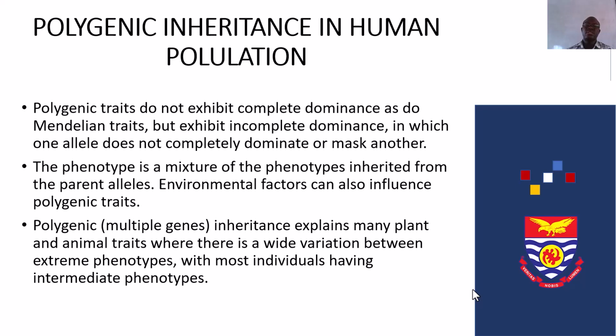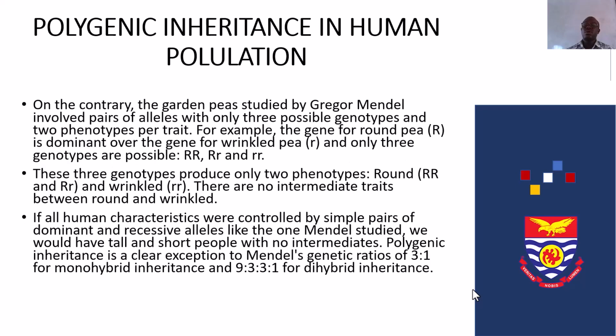Polygenic inheritance explains many plant and animal traits where there is a wide variation between extreme phenotypes, with most individuals having intermediate phenotypes. On the contrary, the garden pea studied by Gregor Mendel involved pairs of alleles with only 3 possible genotypes and 2 phenotypes per trait.